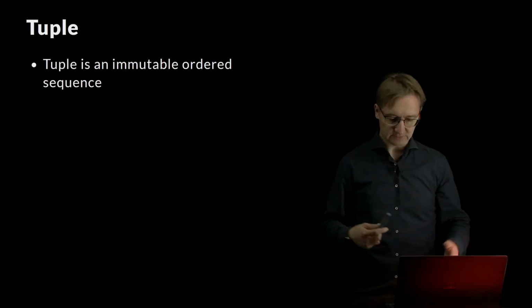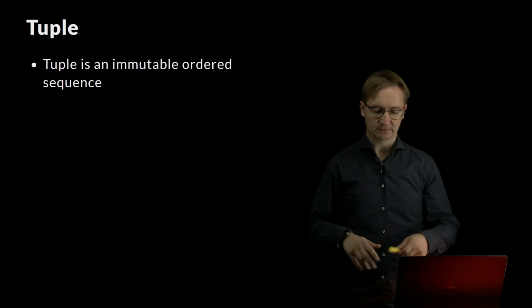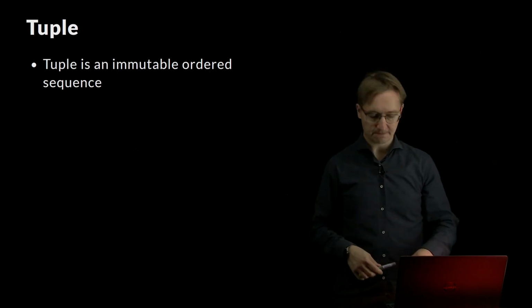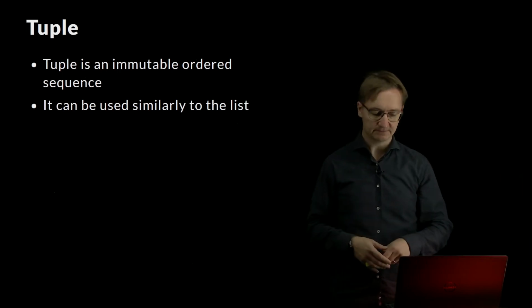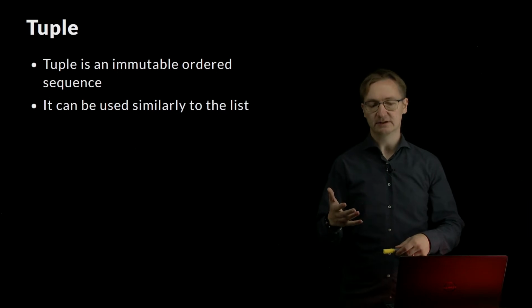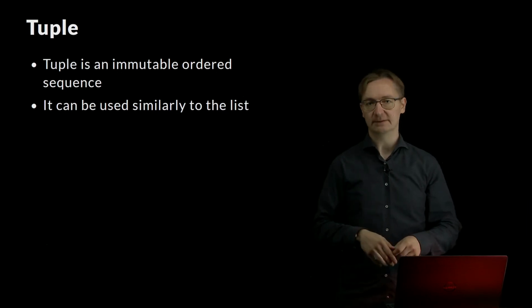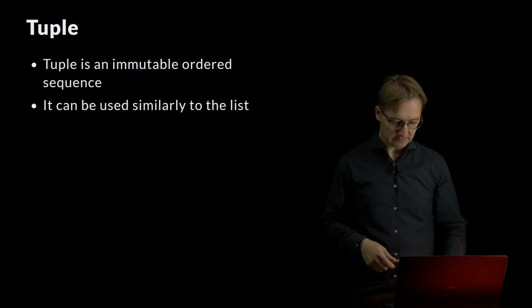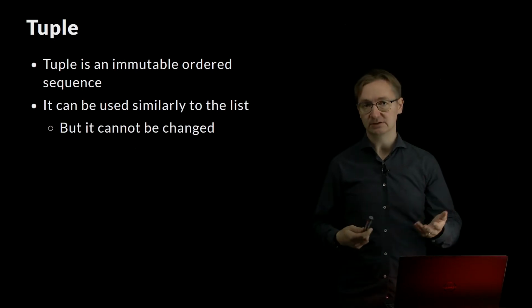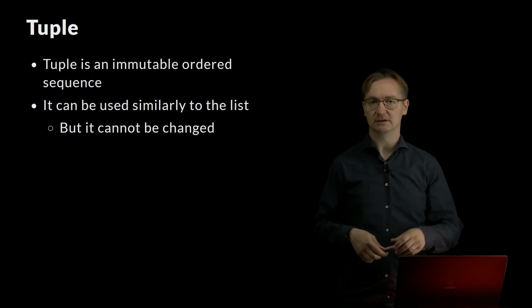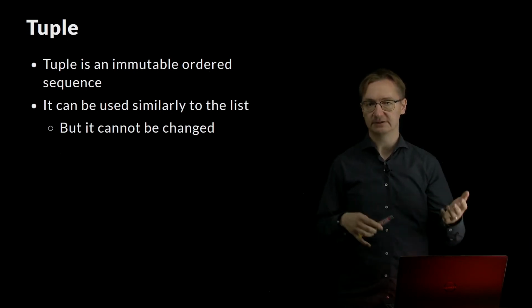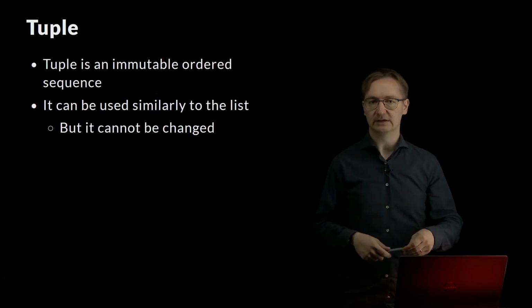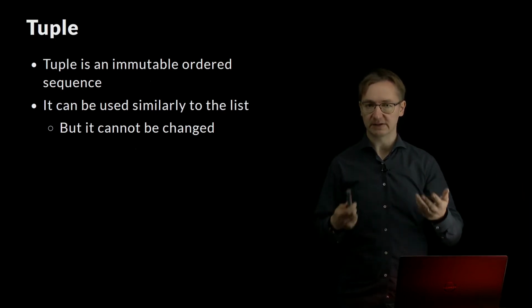We will talk about tuple in this video. So what is tuple? Tuple is an immutable ordered sequence. We can basically compare it to the list, but there's the difference that you cannot change the elements inside the tuple. Otherwise it can be used as a list. You can get an element by index and so on, but it cannot be changed. So you cannot add elements, you cannot remove elements, and you cannot actually replace elements.